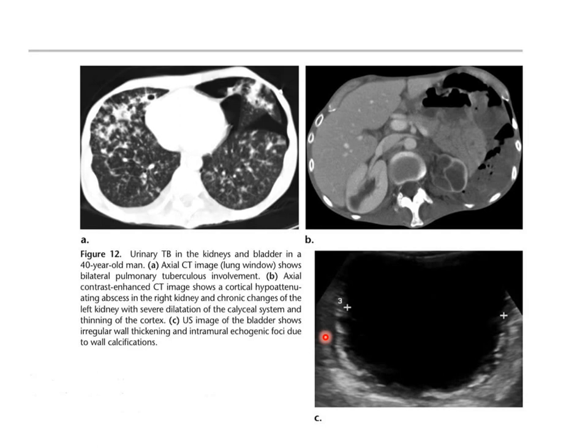Patients with miliary TB, pulmonary miliary TB, developing calyceal abscess, and the bladder with rim enhancement, and the bladder is irregular, thickened with calcification.